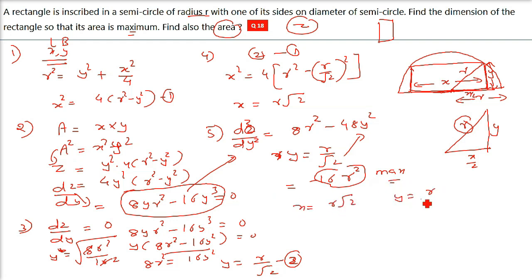So x is r root 2, y is r by root 2, and the sixth and final step is to find out the area. What is the area? Area is x into y. Multiply them, you can see visually root 2 gets cancelled. It's simply r into r, which is r square. So the area of this shape, which is a rectangle, is r square.